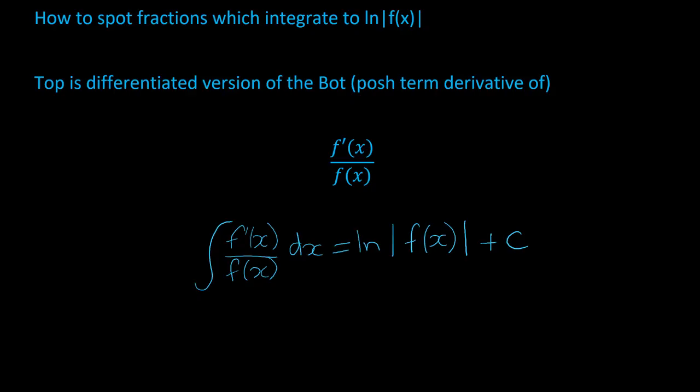Some fractions that we need to integrate can be quite straightforward. This is the group that will integrate to ln f of x. Now, how to spot them? So the top of your fraction will be the differentiated version of the bottom. The posh term for this is that the top is the derivative of the bottom, so you might come across that language. This will be easier for you to understand if I do a couple of examples.